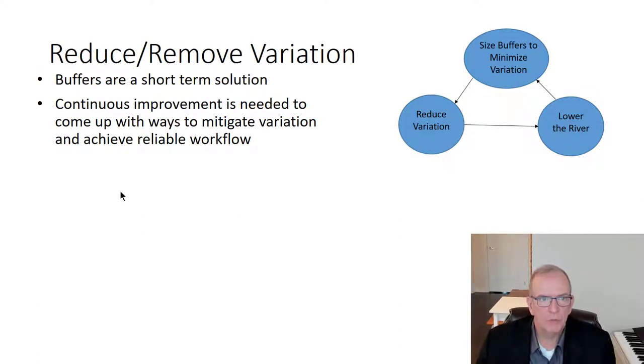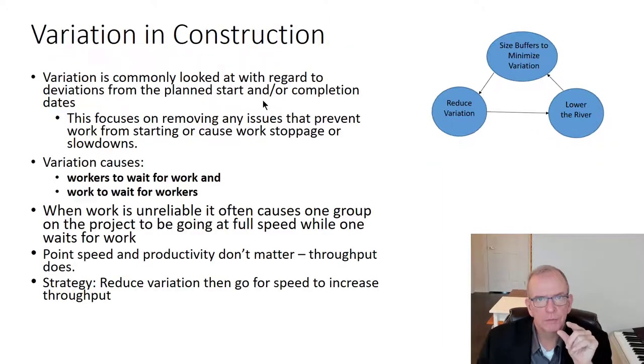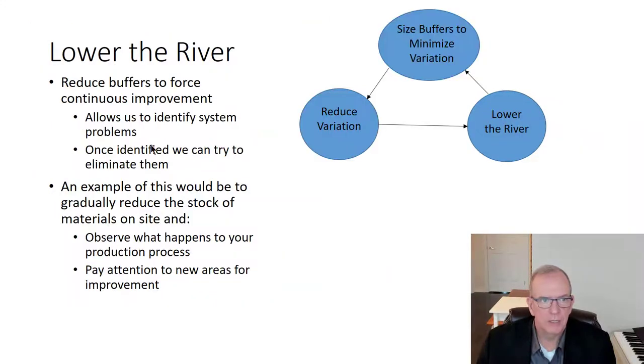So the big thing is to try to remove variation, and it's short-term. Buffers are short-term because then we're concentrating on reducing the buffers, and that helps us to reduce the amount of workers waiting for work and work waiting for workers. So it's that combination of things. This is a point that we work on decreasing so that we're able to be more effective in our project management. And so that's what we call lowering the river, to better expose the issues so that then we can start working on them. So that's continuous improvement.